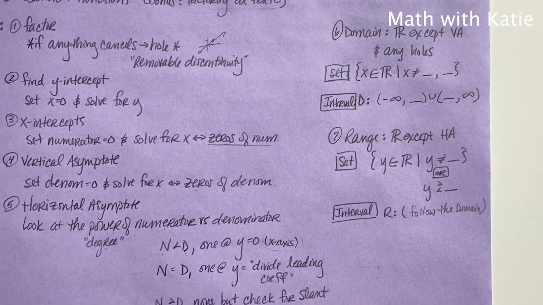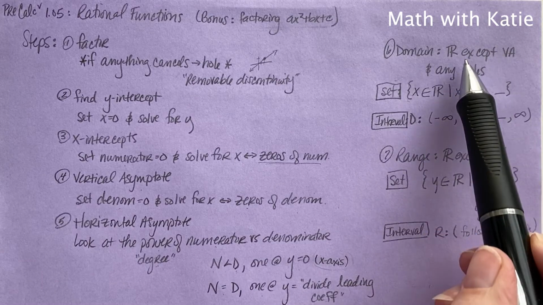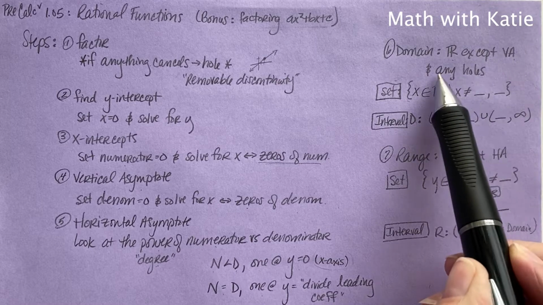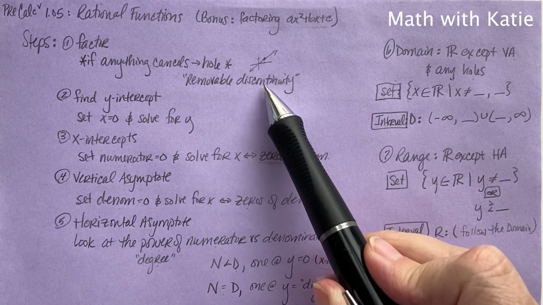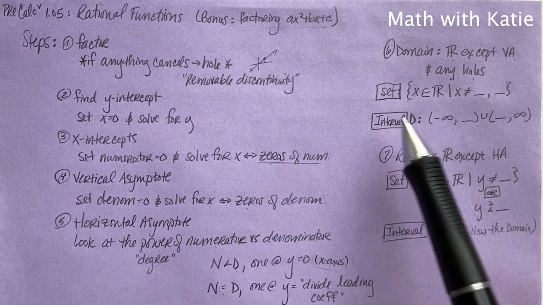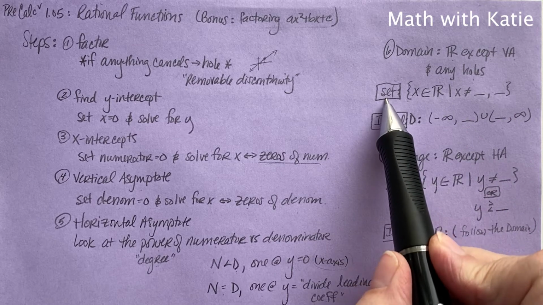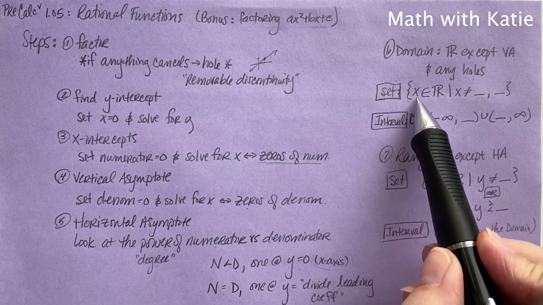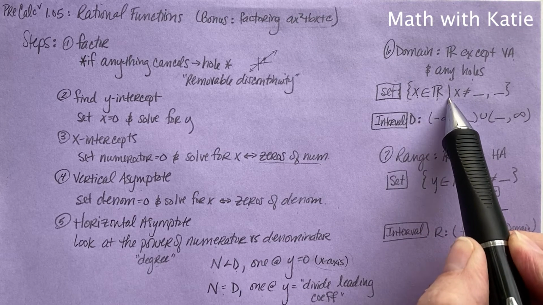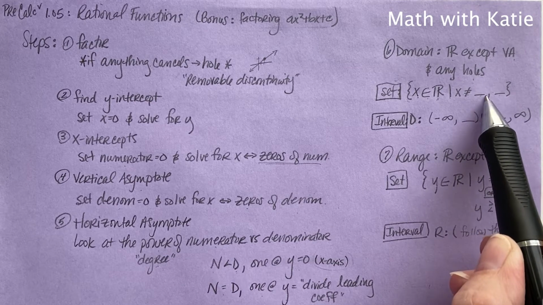Okay, the next thing they're going to look at is your domain. And this normally is going to be all real numbers except the vertical asymptote and any holes that you had left over from step 1, okay? Now there's two different ways to write your domain and range, okay? The first one is called set notation. So you use these little curly brackets. So this says x is all real numbers except x cannot equal whatever your vertical asymptotes or holes are.